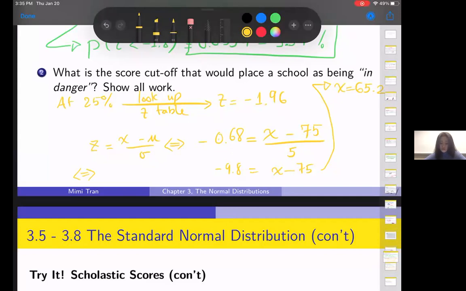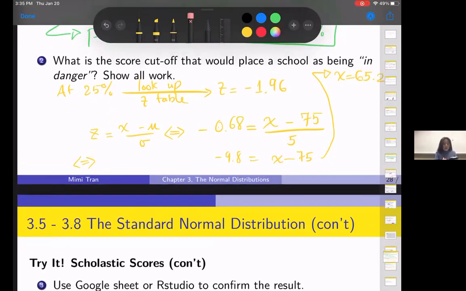0.25. So give me a second. I think 0.25. All right, so I want to be conservative, 0.24, so it'll be a negative 0.68. Yeah, perfect. Thank you for fixing it.